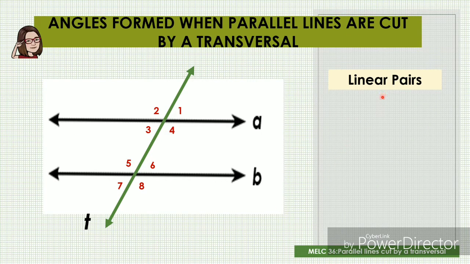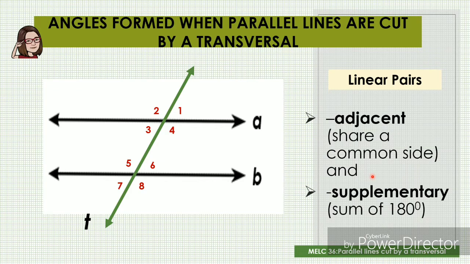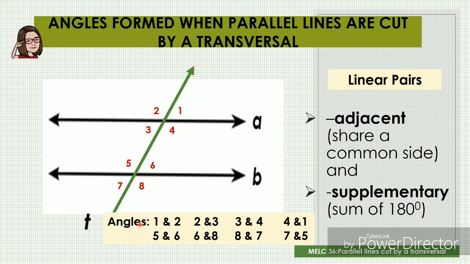There are linear pairs that were formed when the two parallel lines are cut by a transversal line T. When we say linear pairs, in your previous lesson, it is said that they are adjacent, meaning they share a common side, and at the same time, they are supplementary, meaning the total measurement is 180 degrees. In this figure, these are the linear pairs. Angle 1 and angle 2. Obviously, they form a line, that's why it's a linear pair.